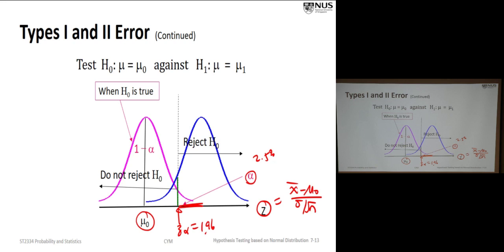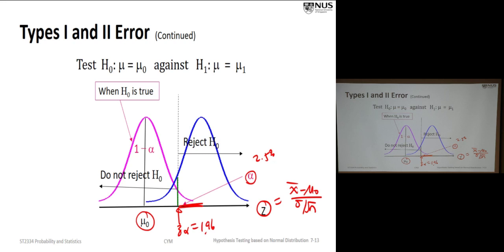Suppose sigma is known, and mu naught is also known because it's under the null hypothesis. So I take the value in the null hypothesis and then calculate it. If it's bigger than 1.96, I reject the null hypothesis. If it's less than 1.96, I do not reject it.